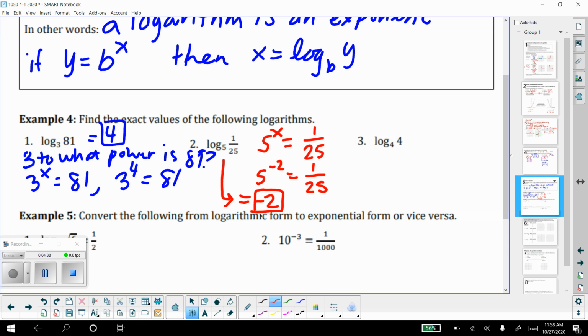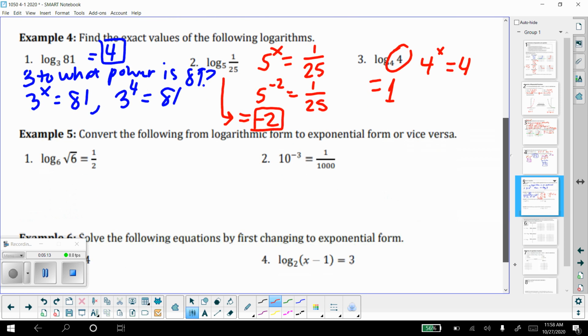Last one, 4 to what power is 4? Well, that's easy, it's just 1. So the value of the logarithm is 1. Okay, so anytime you have the logarithm with the base and the value of the logarithm is exactly the same number, see how these are exactly the same? The value of that logarithm is 1 because the base to the power of 1 is the number in the logarithm.